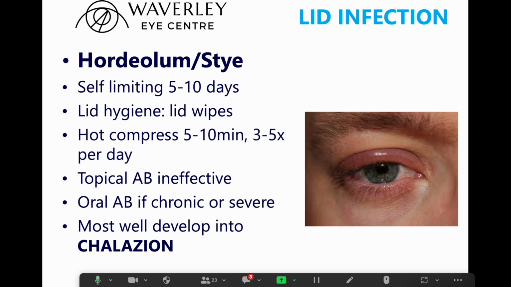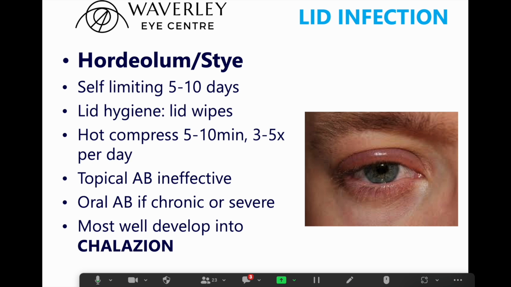Usually patients show up on day 2, and I will tell them this is going to get worse for 2 more days, and then it will start to get better. You want to do lid hygiene to keep their lids clean. Hot compresses are a great treatment. You want heat and a bunch of it.